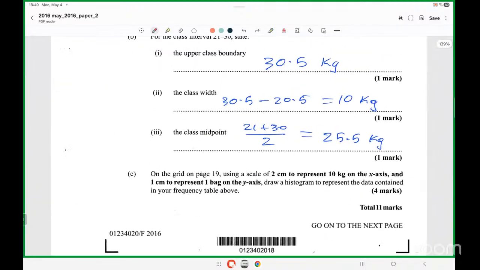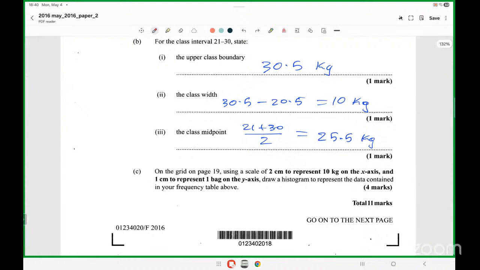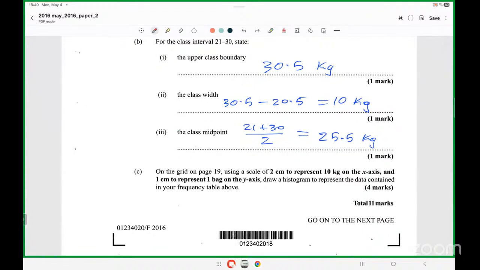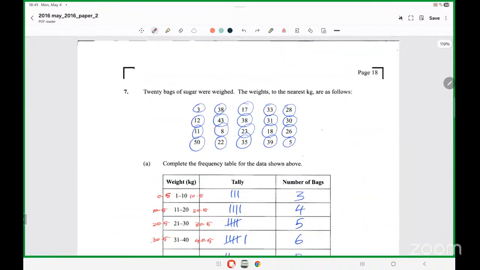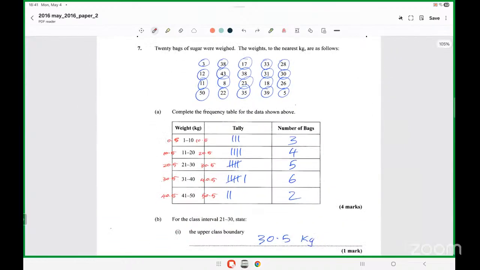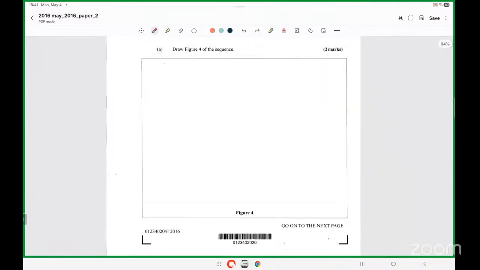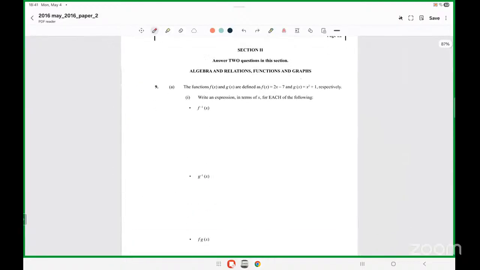Which graph does it say on page 19? They're not giving a graph. I don't have page 19 in this. Oh, page 19 is missing. There's no graph paper given, so we're going to sketch one. I don't have any page 19.